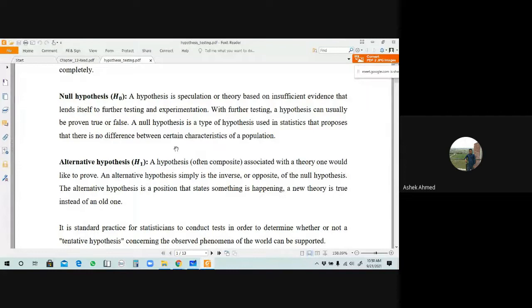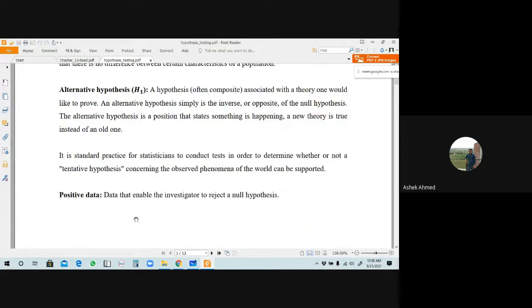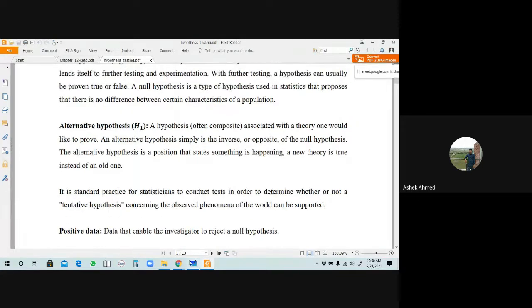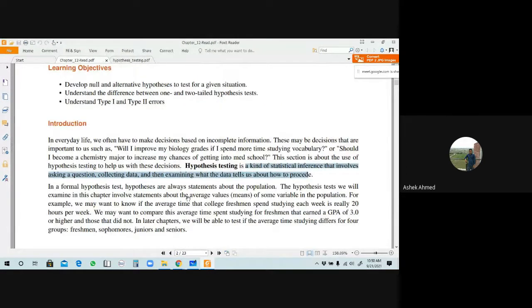Whatever the null hypothesis is, what will the alternative hypothesis be? It will be the opposite. So, given that, the alternative hypothesis is simply the inverse or opposite of the null hypothesis. The alternative hypothesis is a proposition that states something is happening, a new theory is true instead of an older one. Now we will see some examples of alternative and null hypotheses.